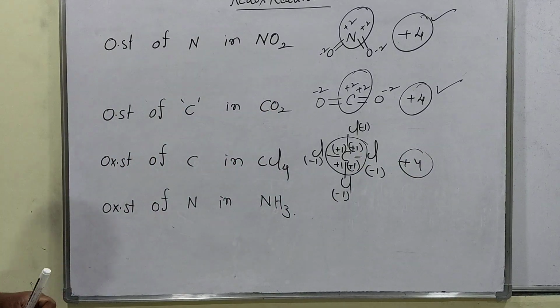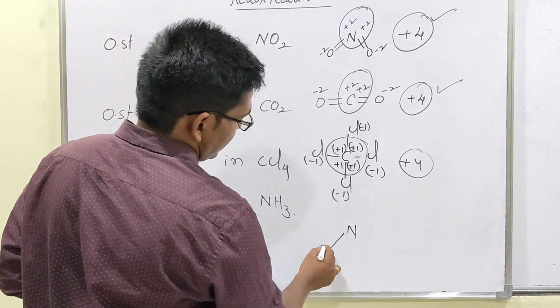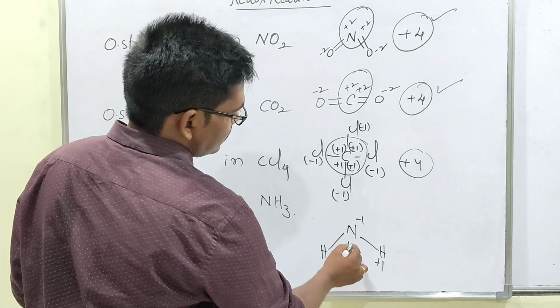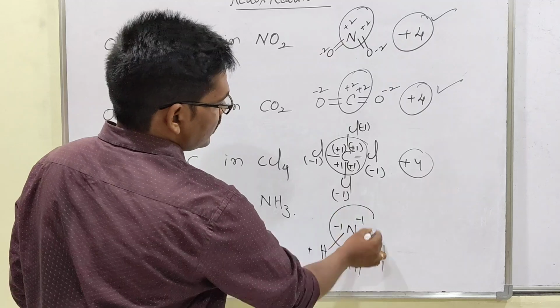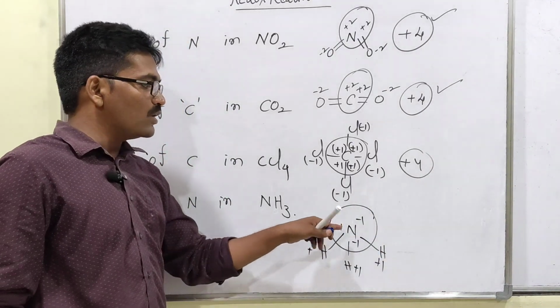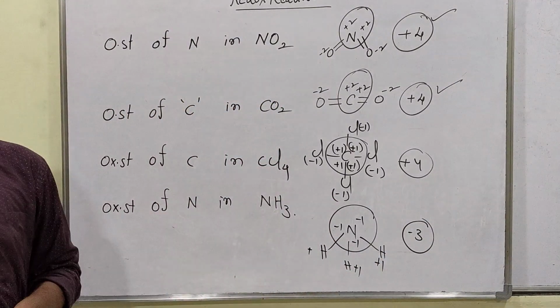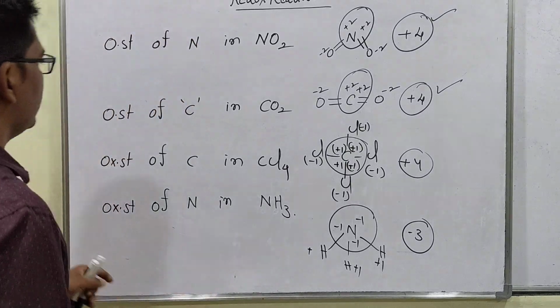So nitrogen oxidation state in NH3 molecule, if you take nitrogen oxidation state in NH3 molecule, 3 hydrogen atoms are there. This is -1, then +1, -1, +1, -1. Total charge on the nitrogen atom is -3. -3 is the oxidation state. So like this, the structure only can give 100% oxidation state. That you have to remember. Structure only can give 100% oxidation state.